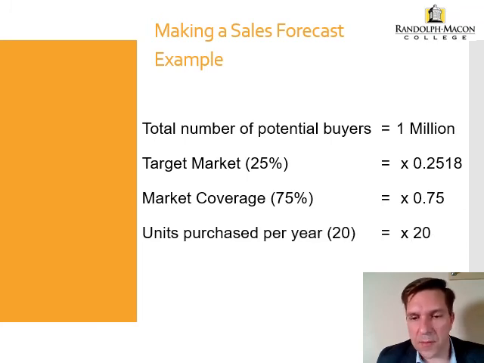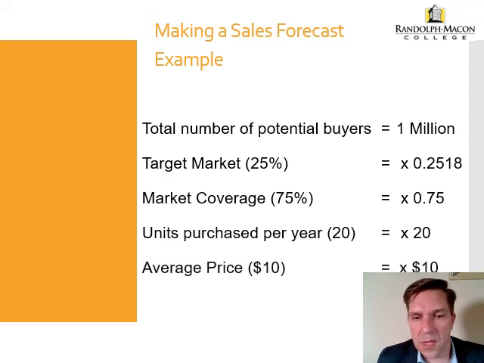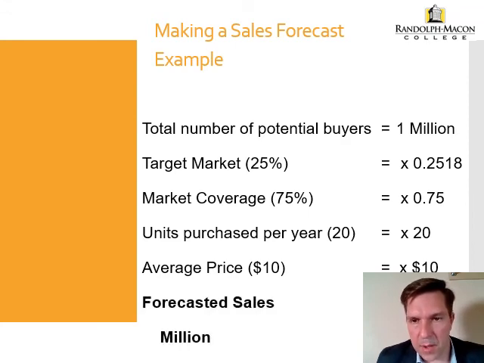And if the number of units purchased in a year is going to be 20, and the price is 10, what we're going to do is multiply all these figures, and that's going to give us a total sales figure, okay, by multiplying 1 million times 25% times 75% times 20 times 10. And that way we can at least make a guess about what's going to happen with our sales.